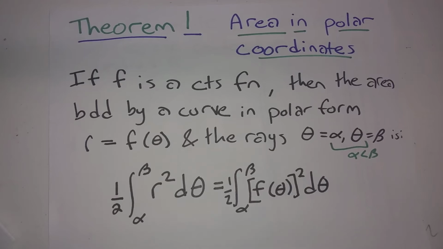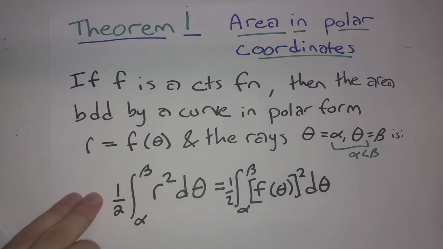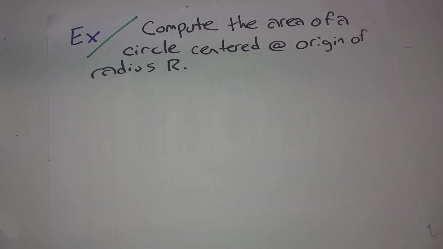Let's use our theorem from the previous video, do some examples with it. It gives us calculations of area from polar coordinates. Let's do a really simple example here. Compute the area of a circle centered at the origin of radius r. So this is more of a sanity check just to make sure that everything is on the up and up.